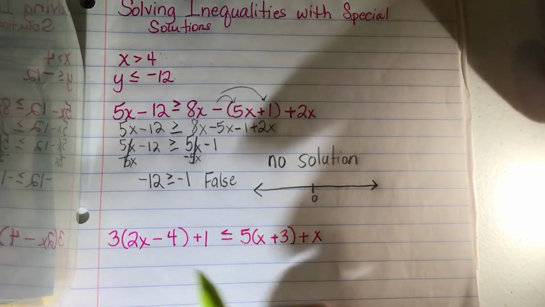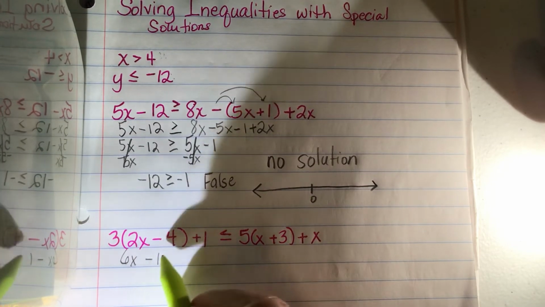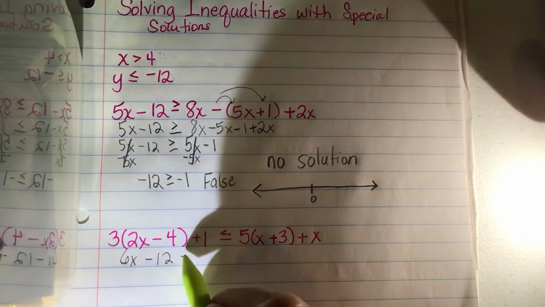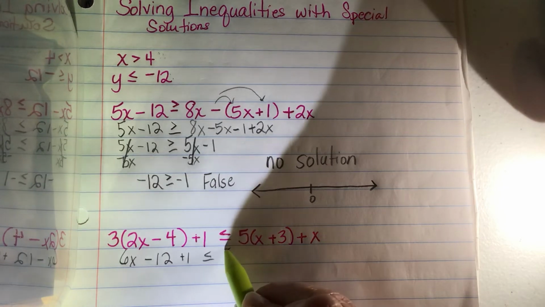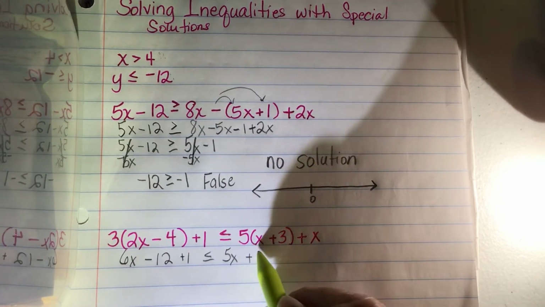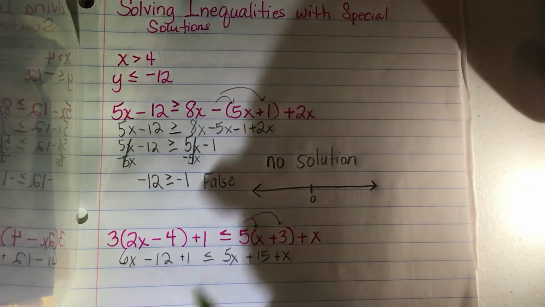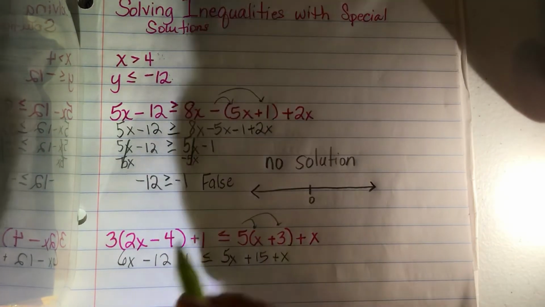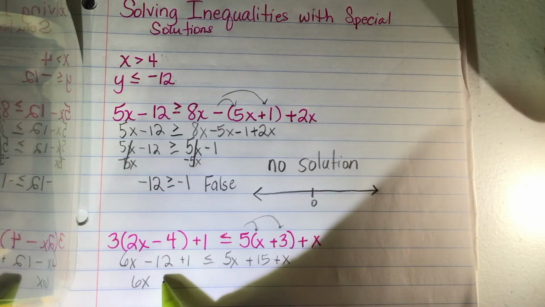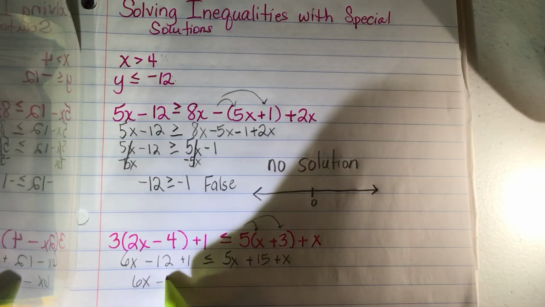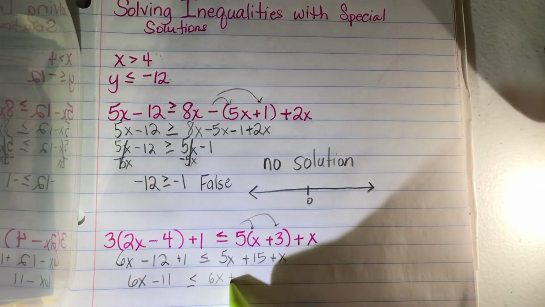Okay, for the next one, I'm going to distribute on the left and distribute on the right. So I have 6x minus 12 plus 1 less than or equal to 5x plus 15, so I'm distributing the 5, plus x. Next, I'm going to combine like terms on the left and combine like terms on the right. There's really no work you can show for this. It's understood mathematically what you're doing. So 6x minus 11 is less than or equal to 6x plus 15.